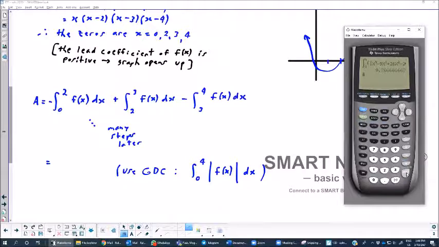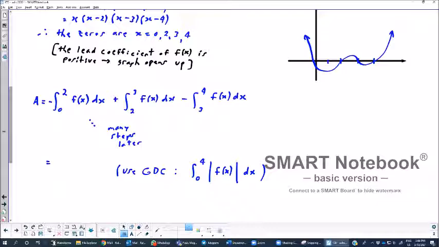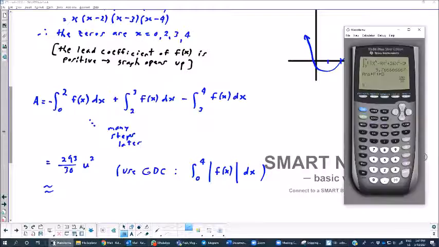And Bob's your uncle. Now, this is not the exact answer, and I apologize for that. I guess I could change that, can't I? Let's change that. Let's go to alpha window. Go down to 4. And we change that. So now all of a sudden we know that that is 293/30ths units squared.